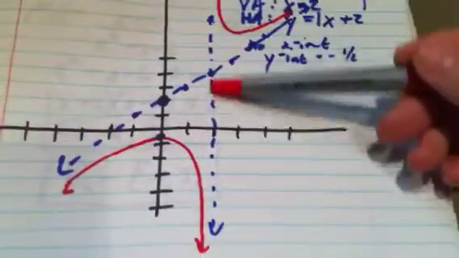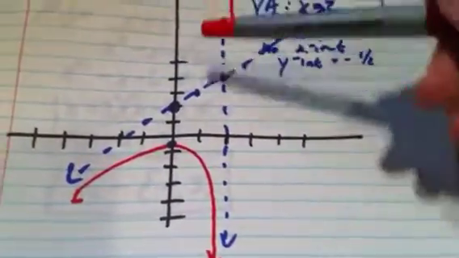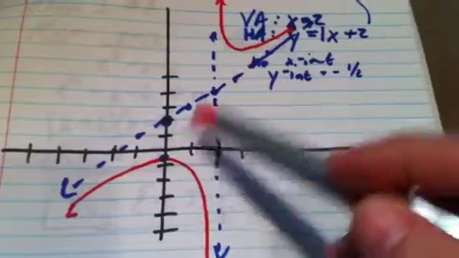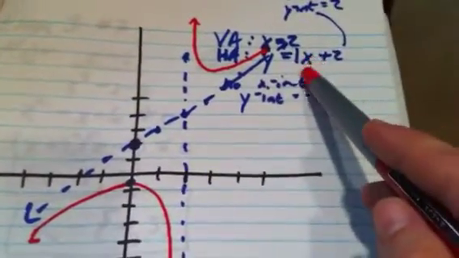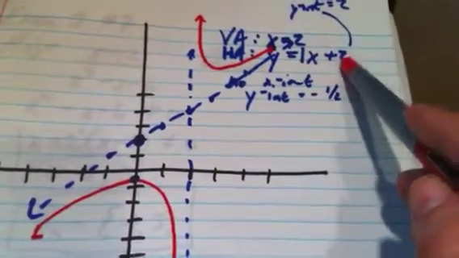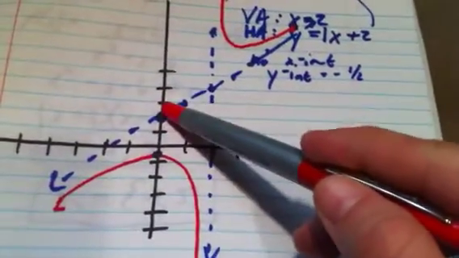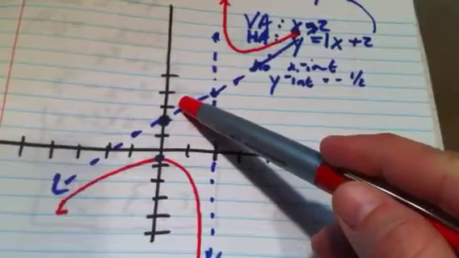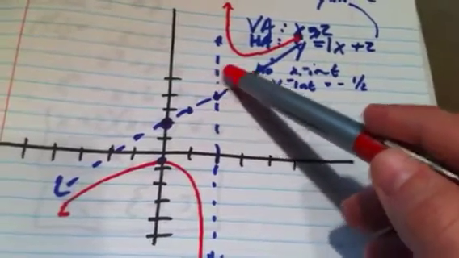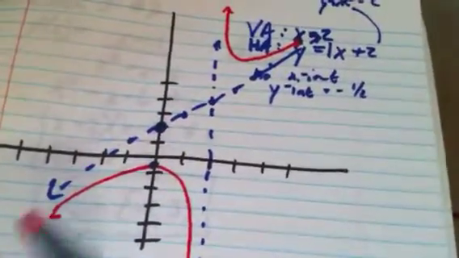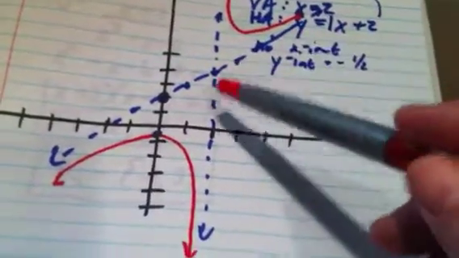So now I graph all of that. Remember, my vertical asymptote was x equals 2. My slant asymptote was x plus 2. So y-intercept of 2 and a slope of 1. So y-intercept of 2, and then up 1 over 1, up 1 over 1, up 1 over 1. There he is.